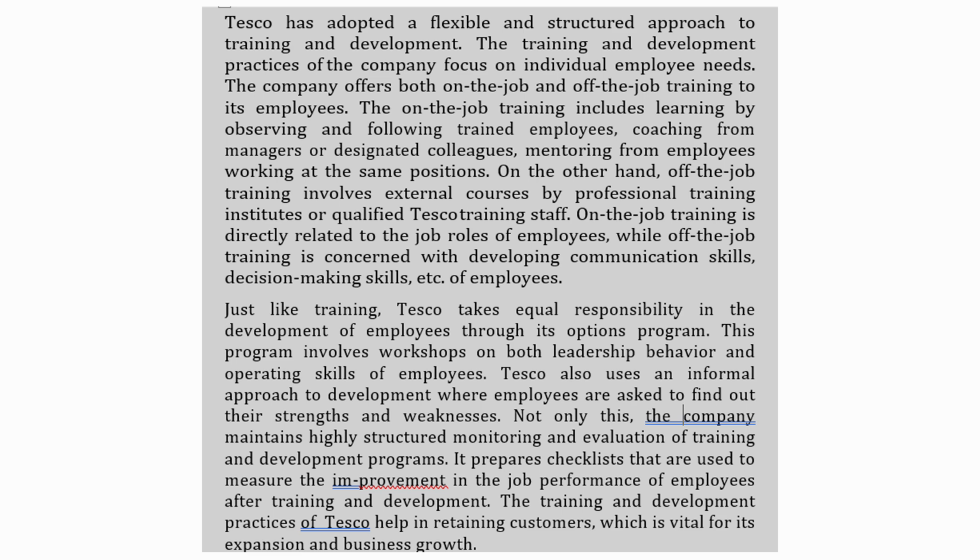One is on the job and second one is off the job. What kind of on the job? On the job means you learn while you're working. So what kind of on the job training are they offering? First thing, learning by observing. You always observe your seniors, your colleagues, and you learn. And following trained employees, right? You try and follow the trained employees, always observe them.